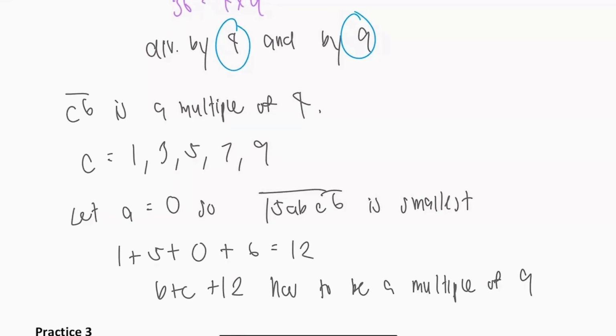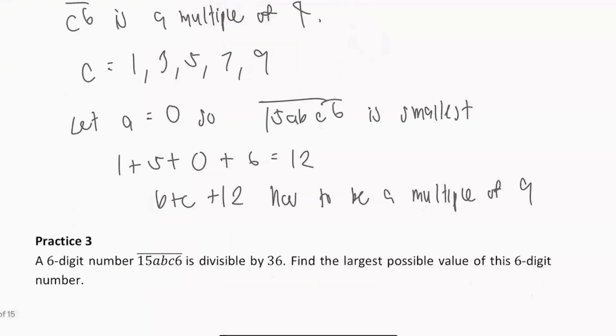So what are the options that I have? What's the possible sum of B and C? Anyone have any ideas? Can B plus C be 5? Is this going to be divisible by 9 if this is 5? No, that's only 17. That's not even a multiple of 9. So B plus C has to be 6, because 18 is a multiple of 9.